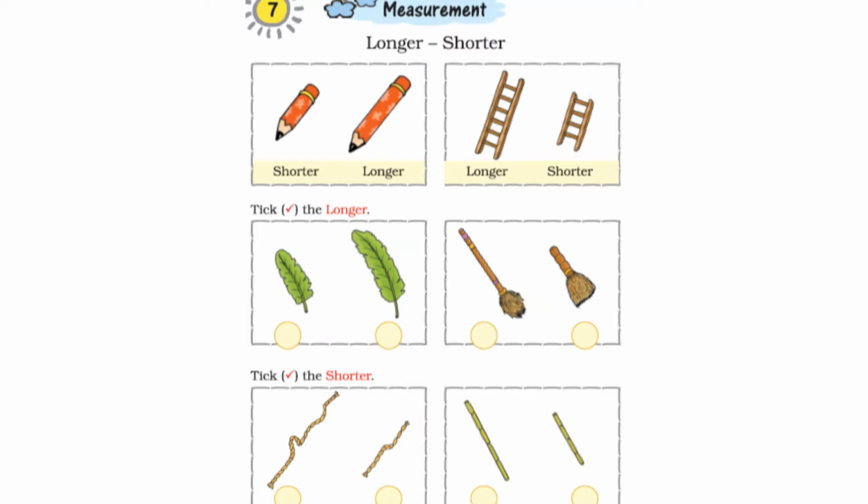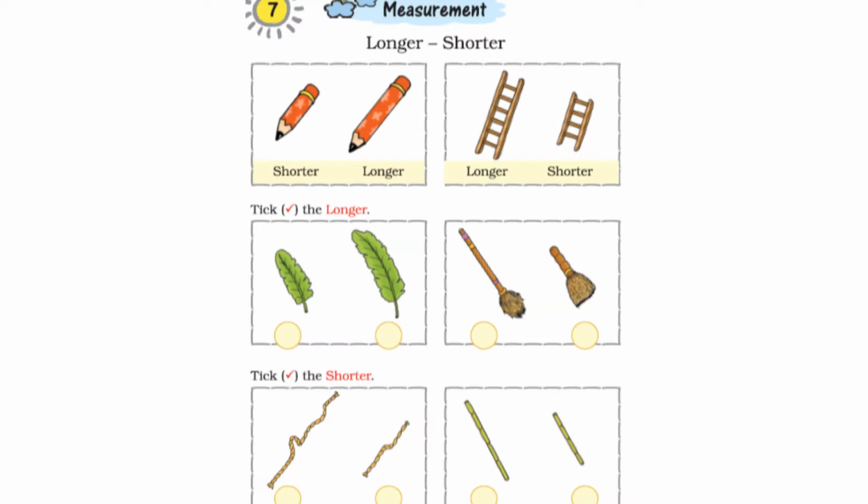Students, make this thing clear here that if we are comparing two things at a time, then we are going to use ER for a particular word. For example, thinner, shorter, heavier. So we have used ER here when we are comparing two things.